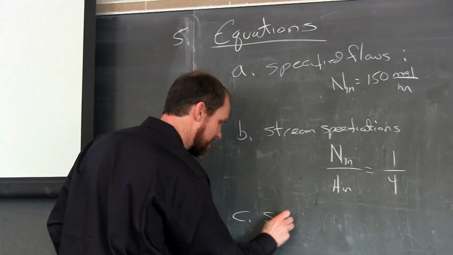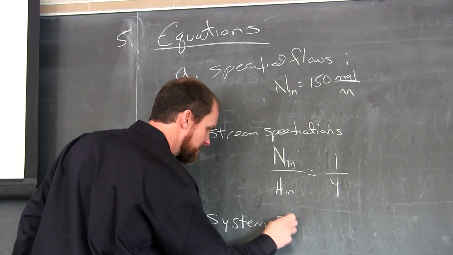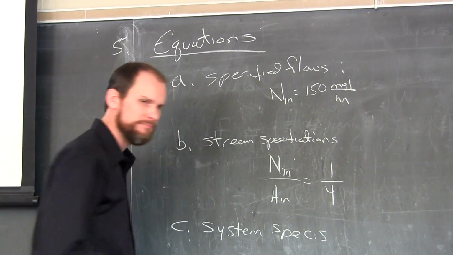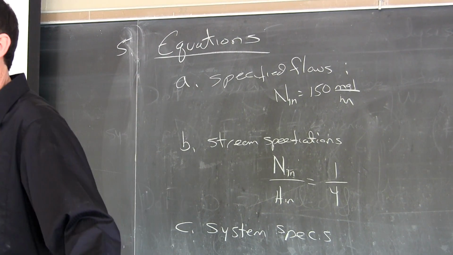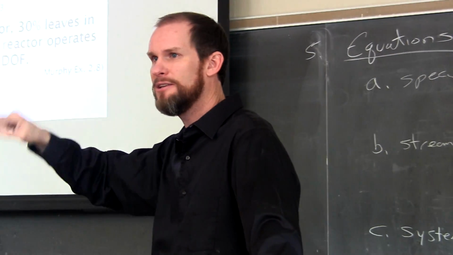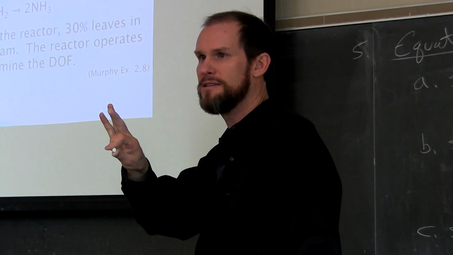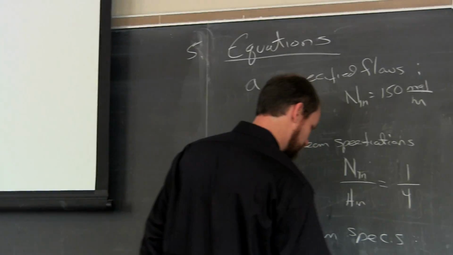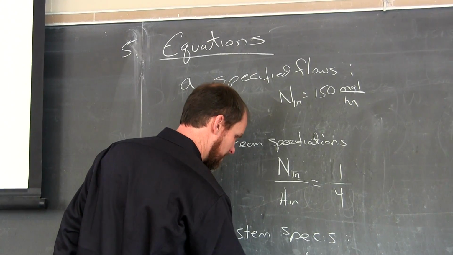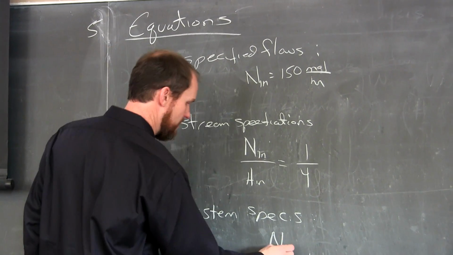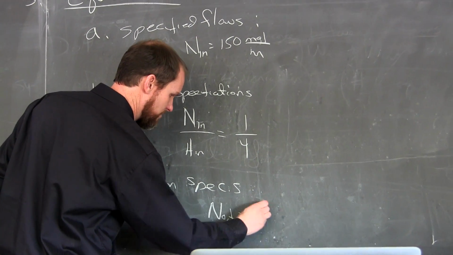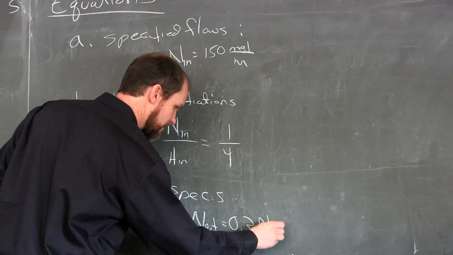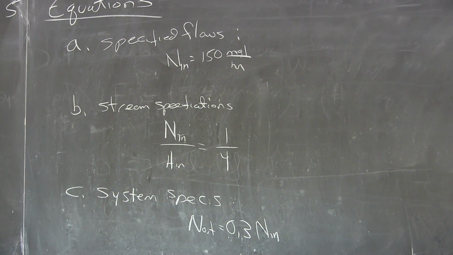Part C is going to be system specs, system specifications. And the thing is, that's telling you about stuff going in versus stuff going out. That's telling you about the system, how much gets reacted in the system. 30% of what goes out, let's see, N out equals 0.3 N in. That's going to be a system specification. Anything else?